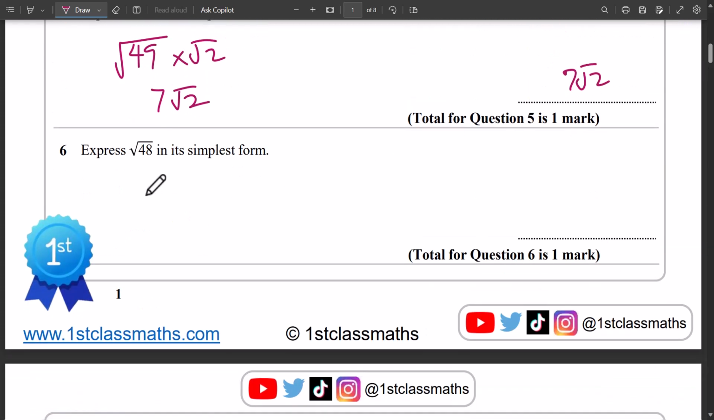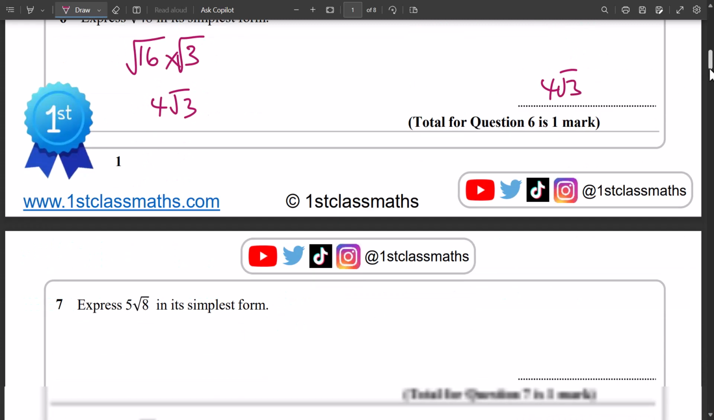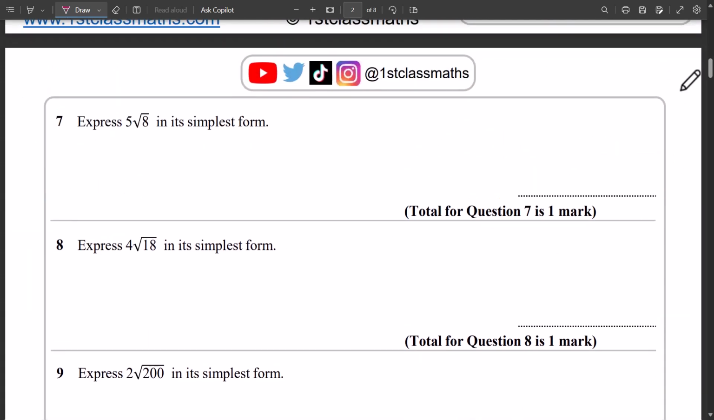And then, of course, for root 48, we can write it as root 16 times root 3. Of course, they both have the square root sign. The square root of 16 is 4, and that's 4 root 3. And 5 root 8 in the simplest form, we can write this as 5, and root 8 comes in as root 4 and root 2. Root 4 is 2, so that's 5 times 2 times root 2, which simplifies to 10 root 2.